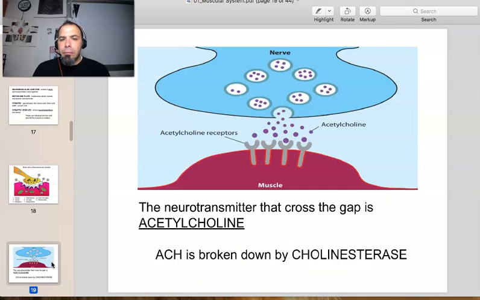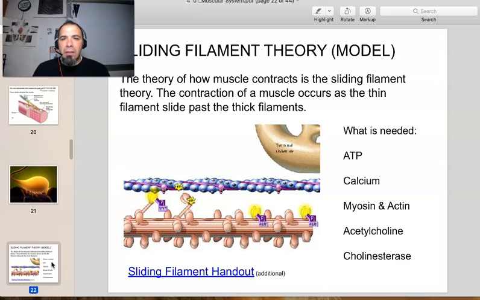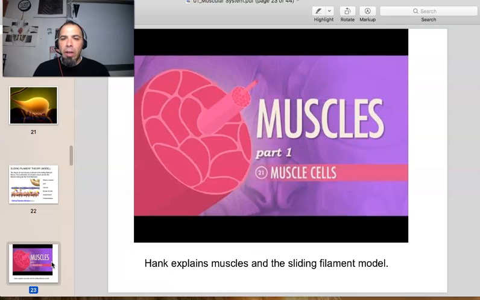So again, when we talk about sliding filament theory, it's a model, and again, all models are wrong. This is our best understanding, but it's a theory of how muscle contraction works. I'm not going to have you draw it out or anything, but what is needed is ATP for energy, calcium, myosin and actin, acetylcholine, and cholinesterase. So as long as you know those, you should be pretty good. And you've already watched the video over muscles on how sliding filament theory works. That's the point of doing that.